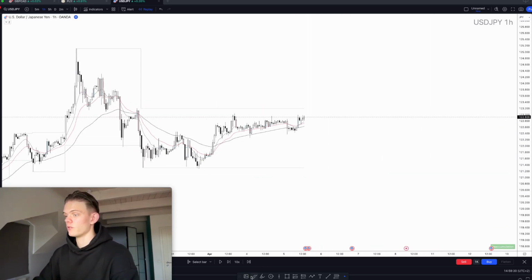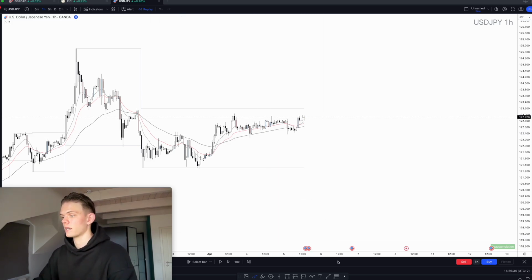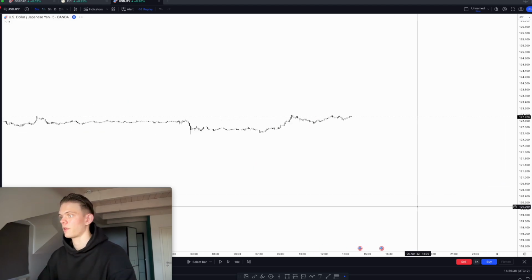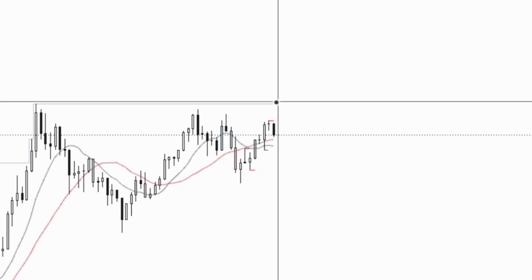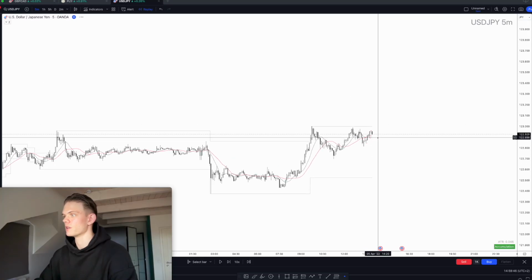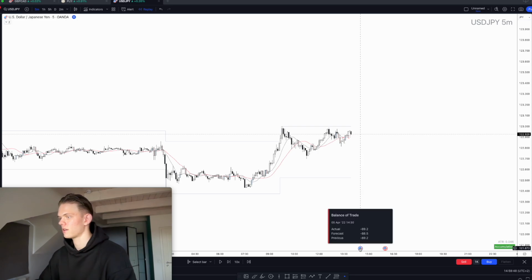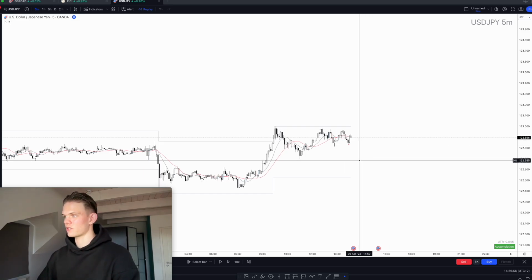We probably already have a buy just here. Let's see if that's true. Let's go on a 5 minute. And as I said, that's our buy. We do have to watch out for news, because at 14:30 there's news, and that's in almost half an hour, so I do not want to trade this.